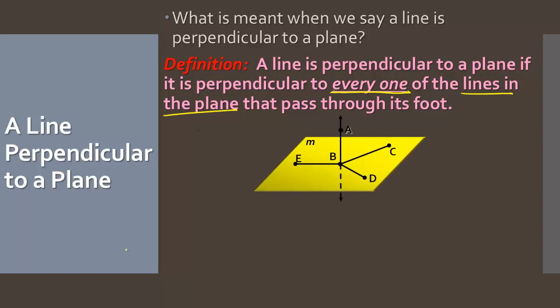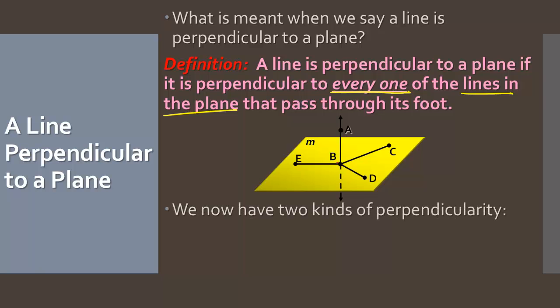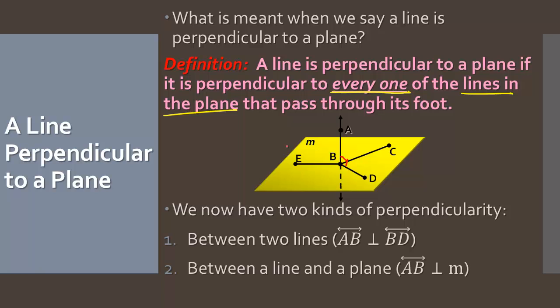So for example, we've got this plane here, and for instance, we have line EB, line BC, line BD, and then this line A here. All right, so we have two kinds of perpendicularity now. We have perpendicularity between two lines, such as between AB and BD, so this would be perpendicular here, as well as between a line and a plane. So line AB and plane M are perpendicular.